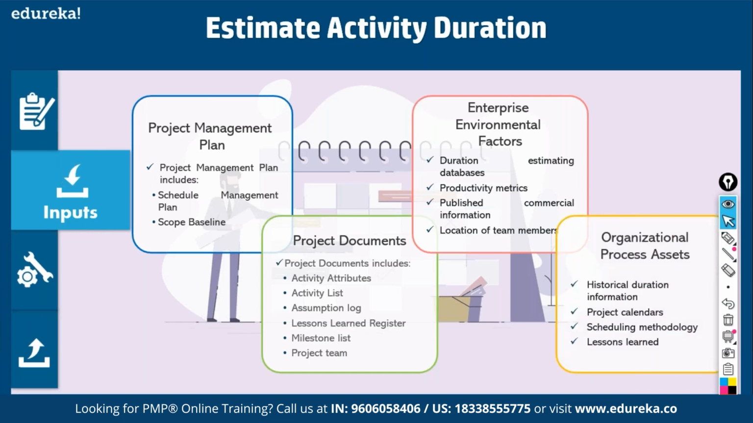Then comes organizational processes, historical duration. This is information from earlier projects, which you can use. Project calendar. What is a project calendar? If a project is running on 2 shifts, you'll have 2 project calendars. 3 shifts, 3 calendars. So you have to plan schedules in all the calendars, isn't it? Then scheduling methodology. You have the precedence diagramming method, activity on node, and many other methods, critical path, critical chain. You can decide what has to be applied.